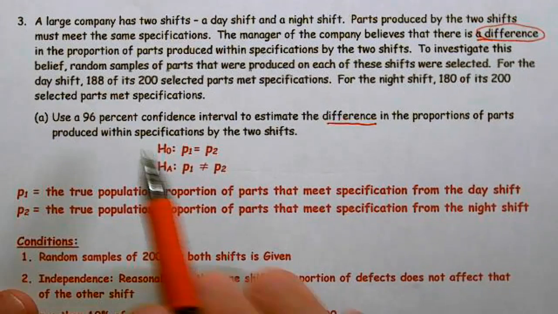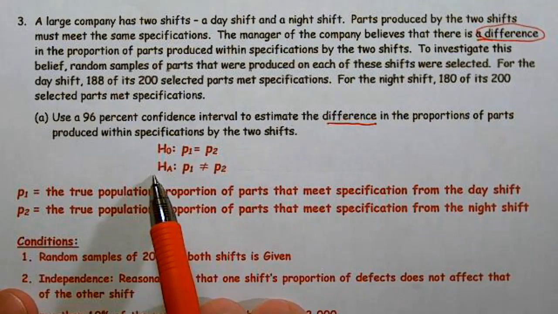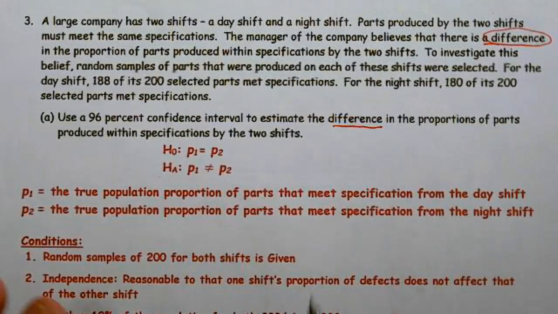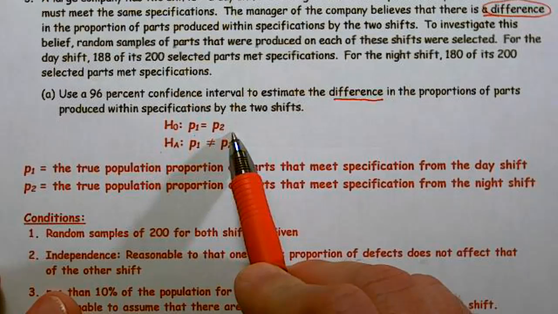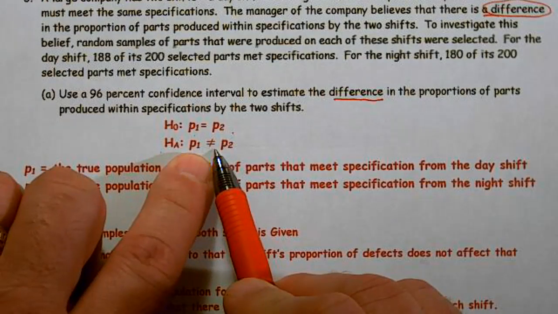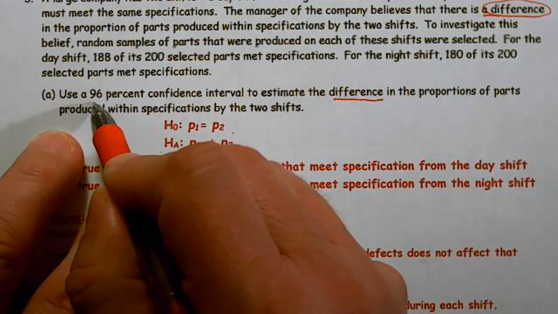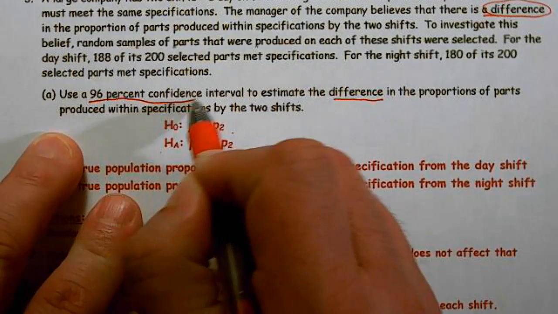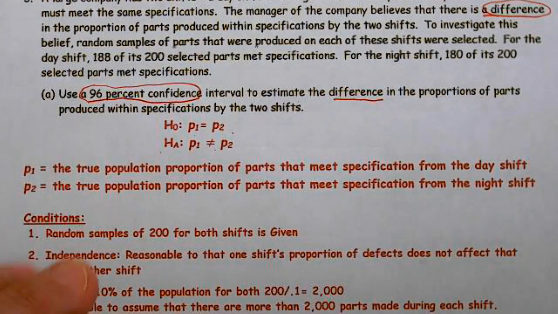And obviously, they said do a confidence interval, so I didn't need to write a null and alternative. But I did just because it sometimes helps me out. So P1 equals P2. That would be that there is no difference. My alternative would be not equal. Well, you're like, how did I know it was not equal? Well, they used the word difference, but that's not the reason why I did it. The reason I did this is they said 96% confidence interval.